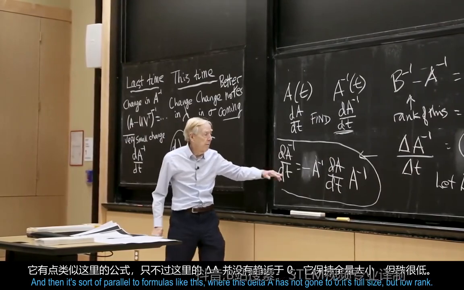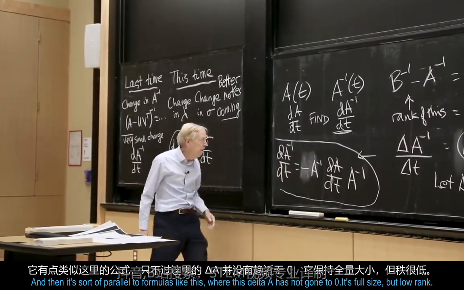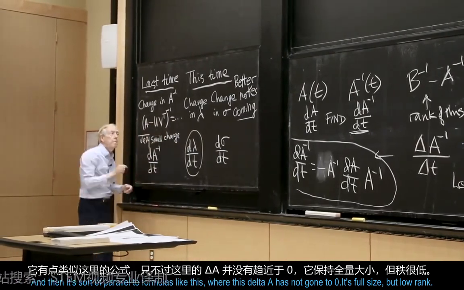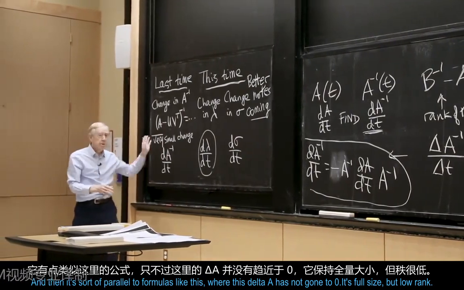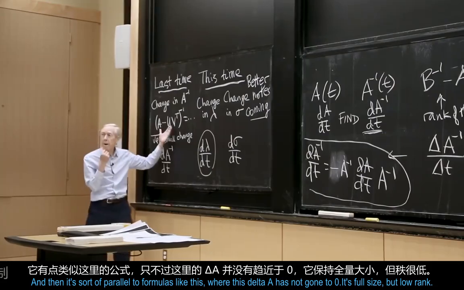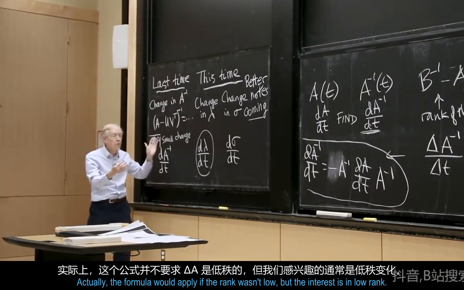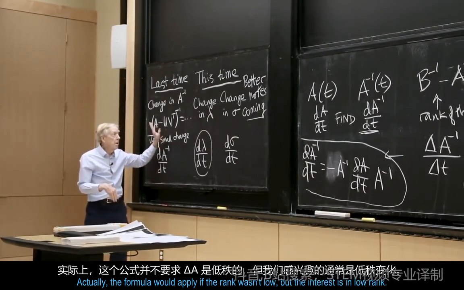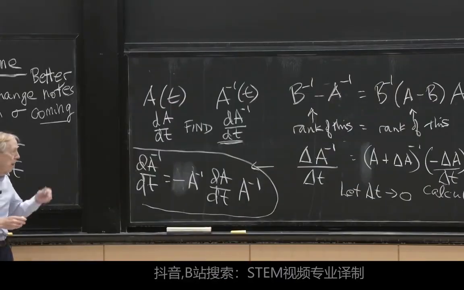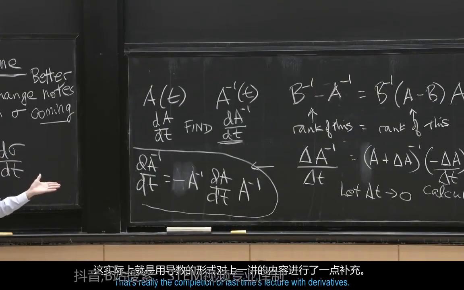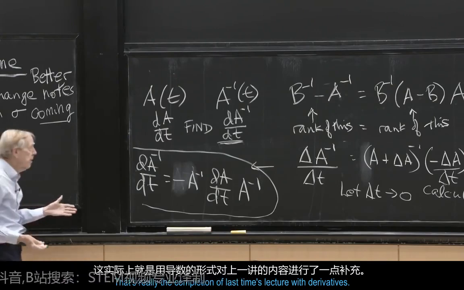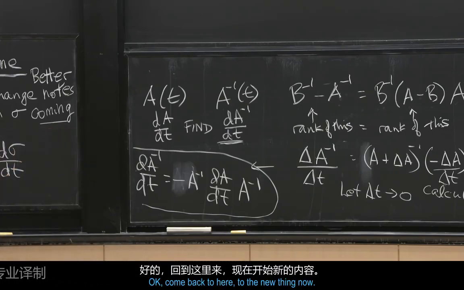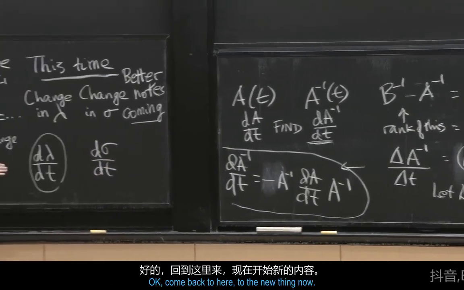And then it's parallel to formulas like this, where this delta A has not gone to 0, it's full size, but low rank. That was the point. Actually, the formula would apply if the rank wasn't low, but the interest is in low rank here. Are we good for this? That's really the completion of last time's lecture with derivatives.